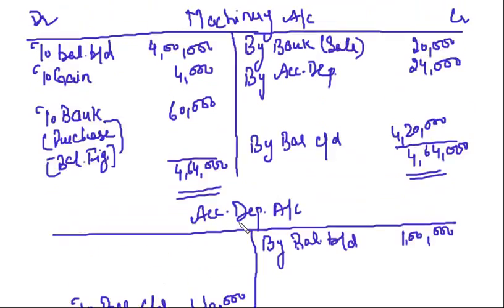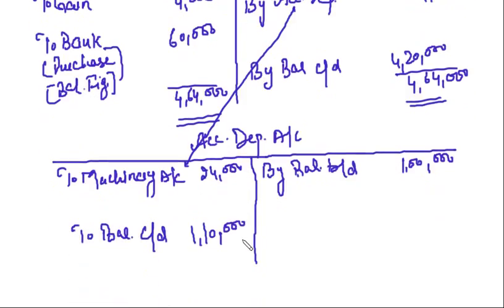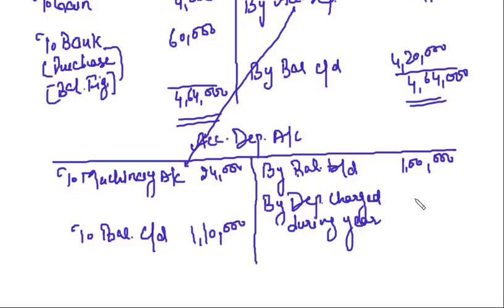Now we have accumulated depreciation in the machinery account, because the depreciation has been charged to accumulated depreciation account. To machinery account 24,000. What is the balancing figure of accumulated depreciation account? What does the balancing figure of accumulated depreciation account show? This shows the depreciation charged during the year. Clear? So how much is it? 34,000.